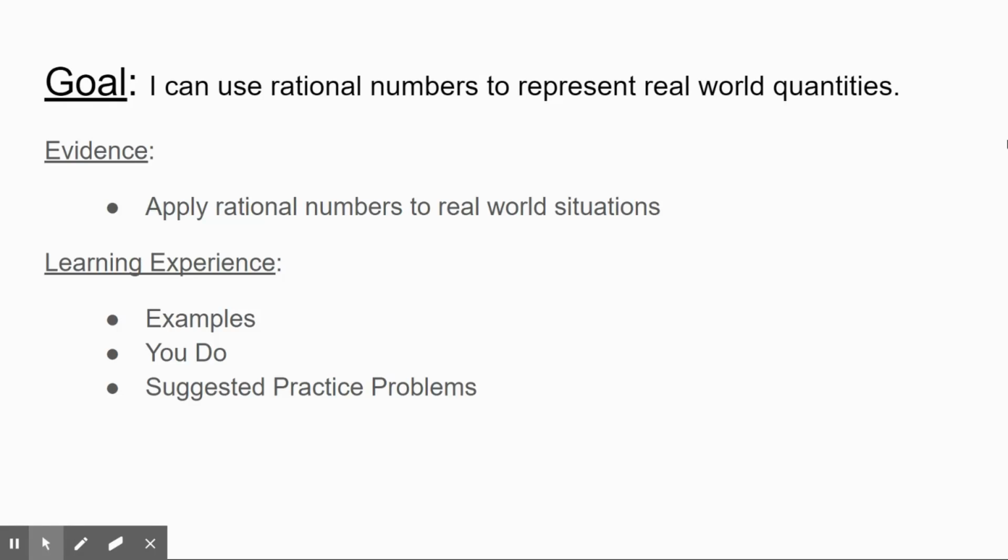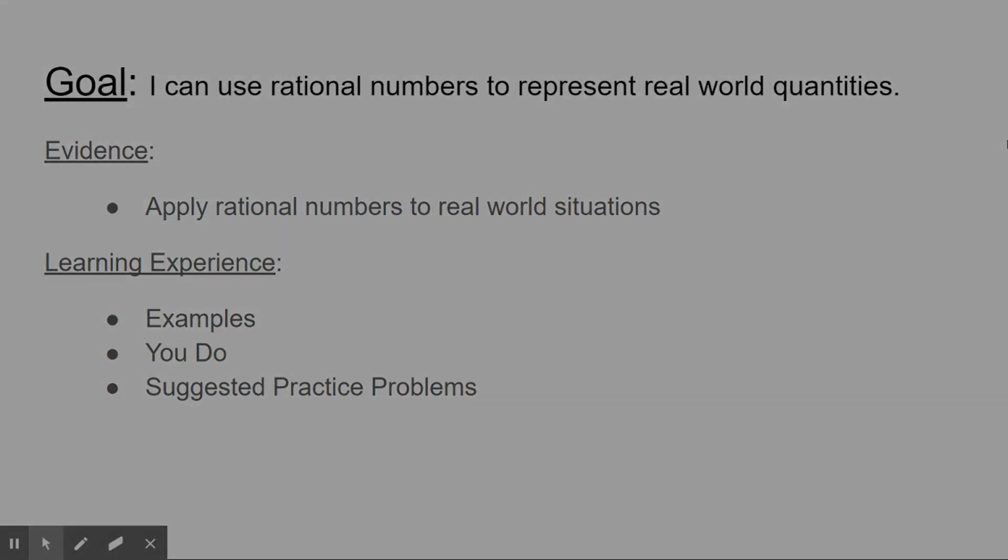In this video, we're going to use rational numbers to represent real-world quantities. Our objective is that we're going to apply rational numbers to real-world situations. We'll look at an example, you'll try a you-do, we'll look at the things to remember, and then, of course, suggested practice problems at the end. So let's dive right into it.